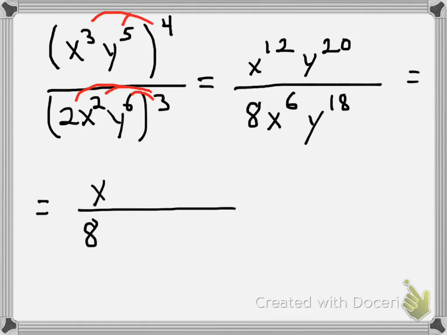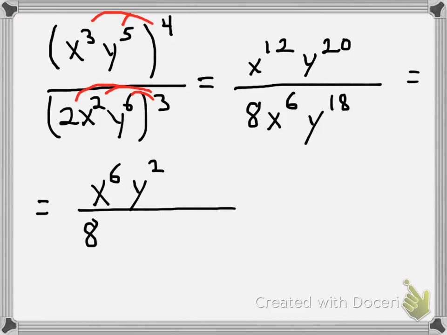Now we need to deal with the division. Here we end up with x to the 6, y to the 2, because for our 8, there's no other number on top that we're dividing by, so we'll just leave the 8 down there. We've also got x to the 6 because 12 minus 6 gives us x to the 6. Since our power is positive, we're going to leave it on top. y to the 20 over y to the 18 gives us y squared. Again, since the power is positive, we leave it on top.